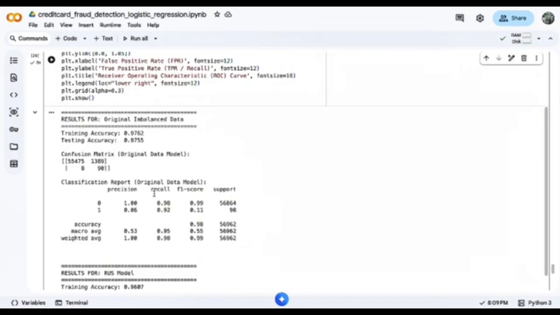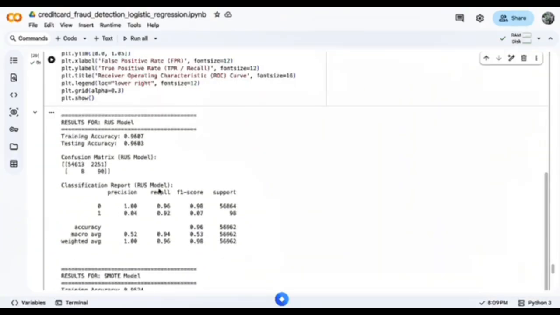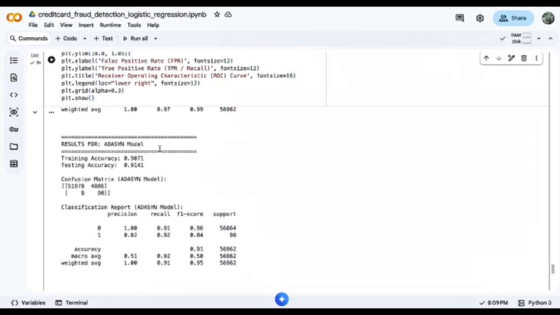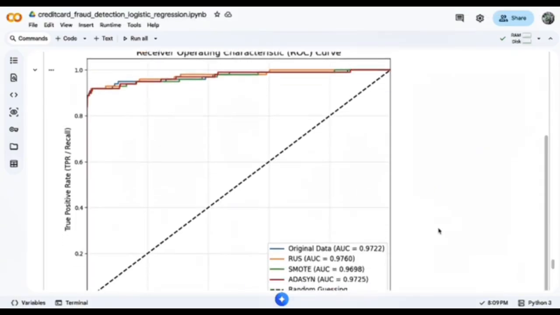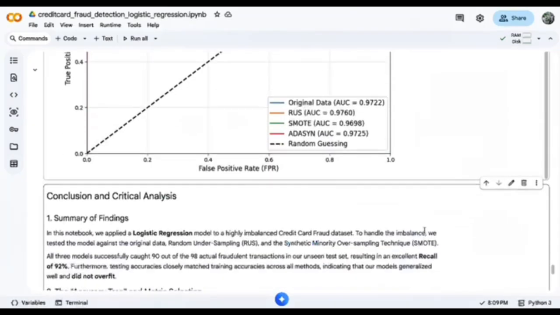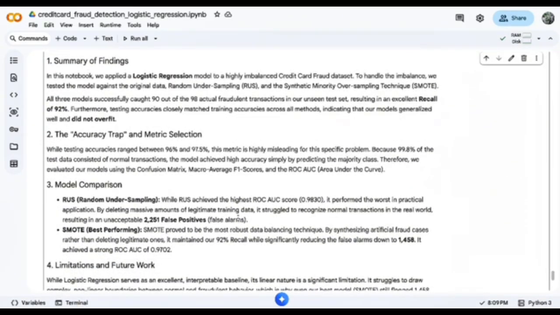This is for the original imbalanced dataset, this is for the RUS model, this is for the SMOTE model, and this is for the ADASYN model. According to this, we get high accuracy in the SMOTE model. This is the ROC curve. RUS has the highest value for us. But if RUS has the highest value, it is not the best method to balance data because it deletes some data. This is a credit card fraud detection model, and it must not delete the data. SMOTE is the most appropriate balancing technique. After generating some synthetic data, it maintains 92% recall, and that's significantly good.